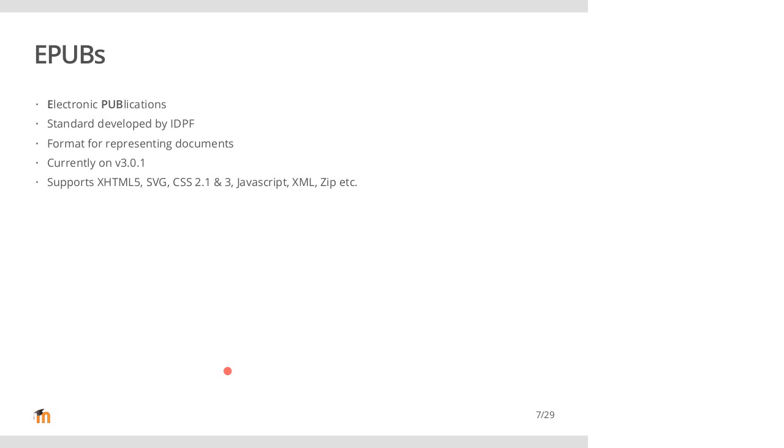It's currently on version 3, and version 3 is particularly good because it does support some of the modern web technologies like HTML5, scalable vector graphics, CSS style sheets, JavaScript, etc. And when you're using something like a Moodle site that uses a Bootstrap-based theme, it means you can take advantage of some of the niceties in terms of formatting.